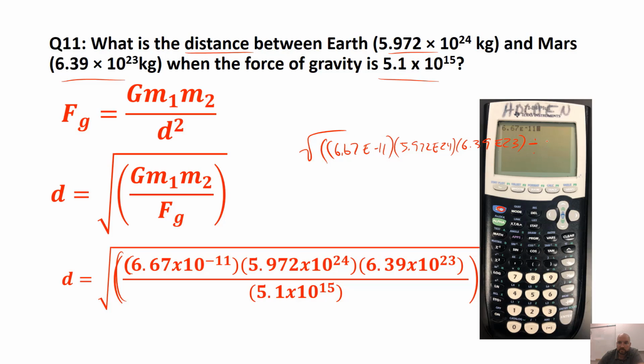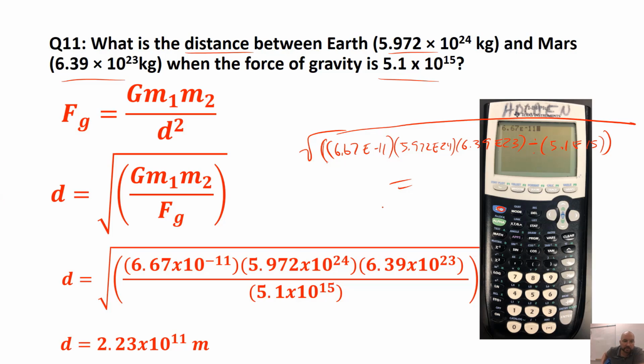And we're going to go divided by open parentheses 5.1 times E15. Close parentheses, close parentheses. We finally closed that parentheses. We just kept everything underneath the square root. It equals, and you should see this answer right here. If not, you might want to do it in parts, or do it a different way. So 2.23 times 10 to the 11th would be your answer.